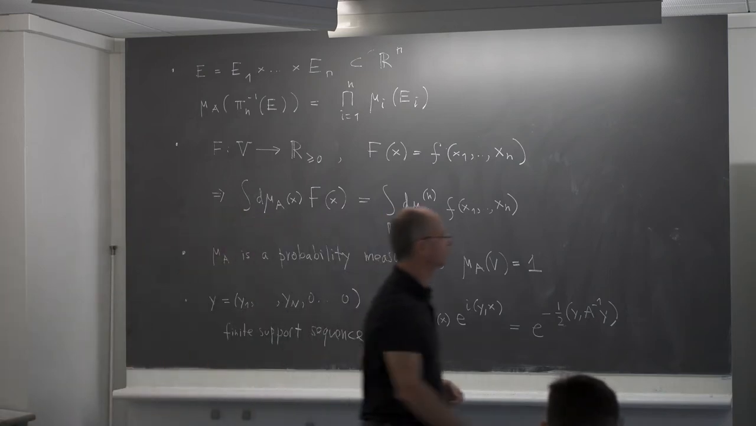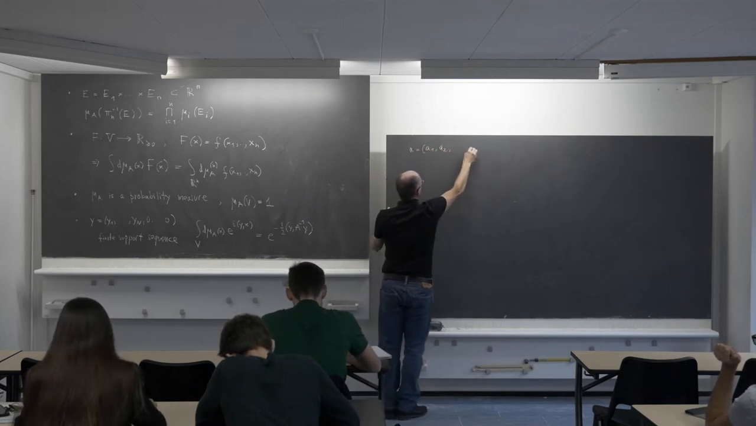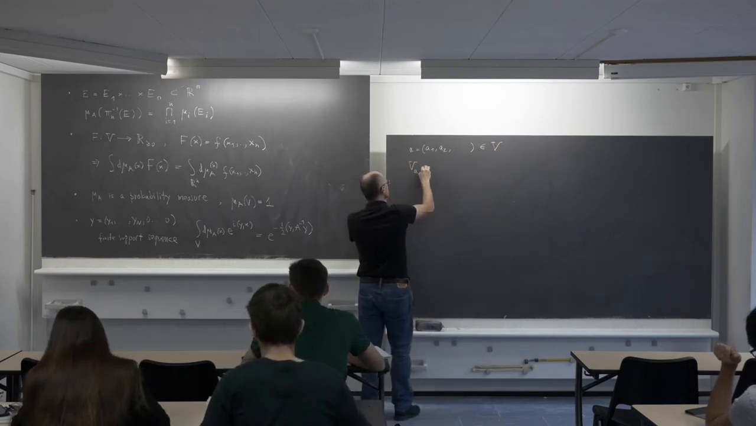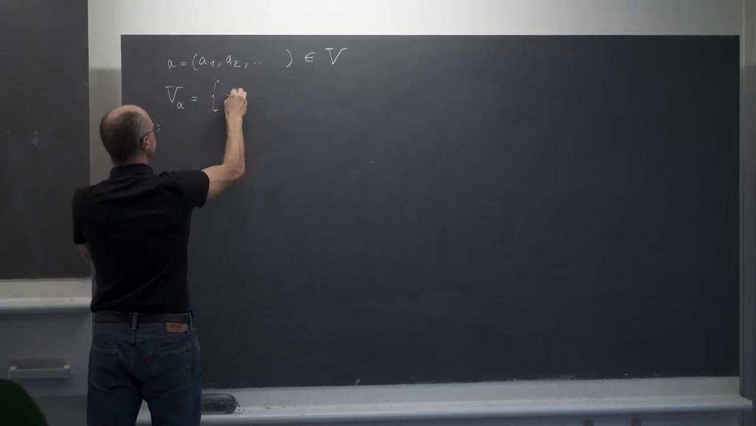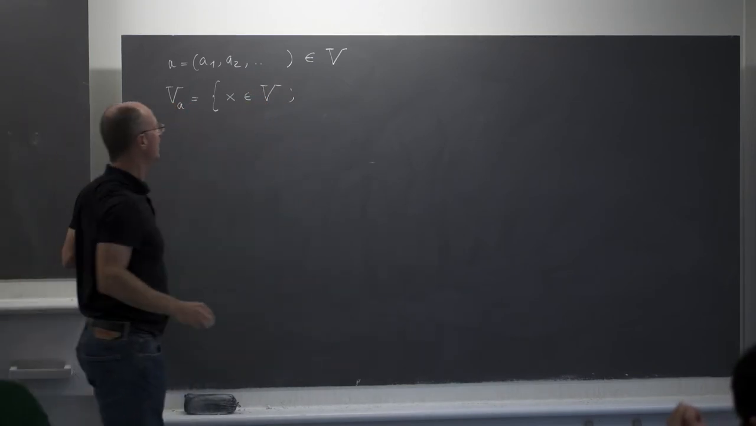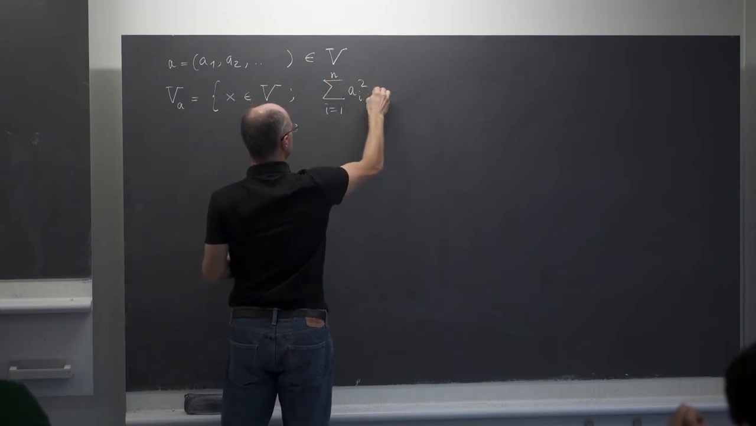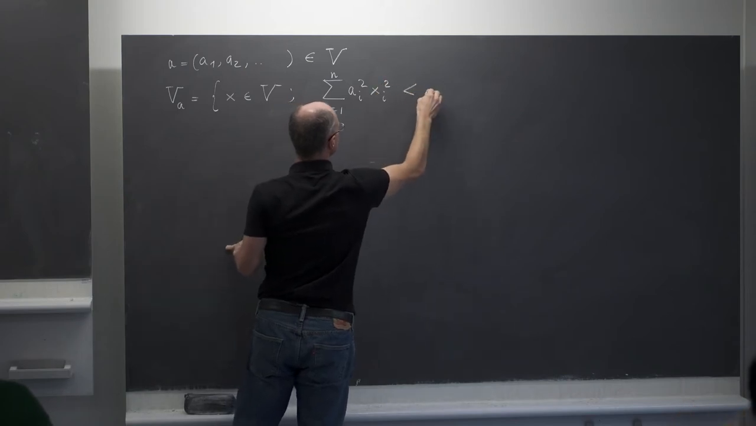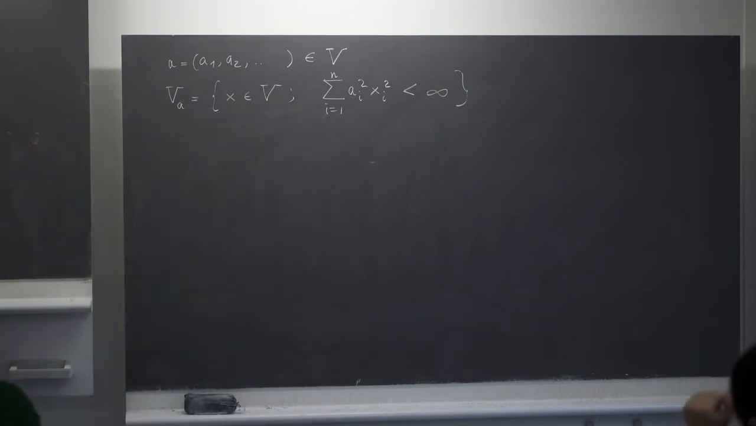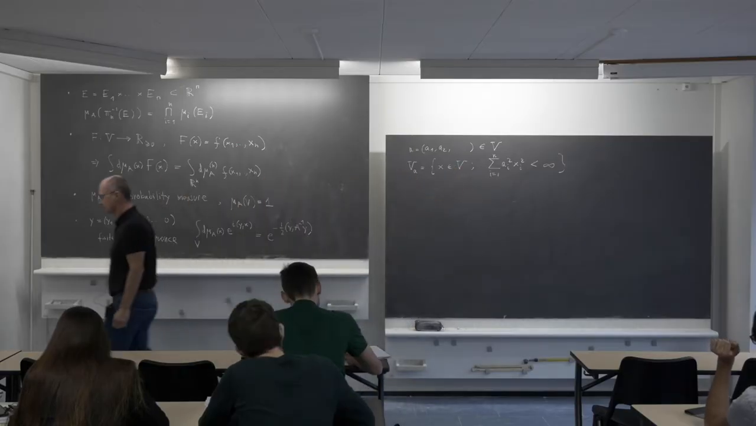So let's do the following. Let me denote by A some infinite sequence in V, and let me denote by VA the following subspace. So this will be elements of V such that the infinite sum of ai square xi square converges. So this is a kind of Hilbert space type condition.